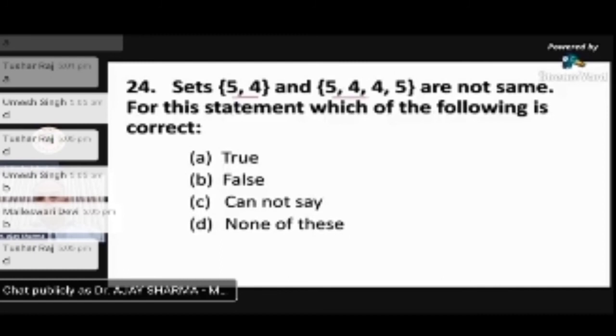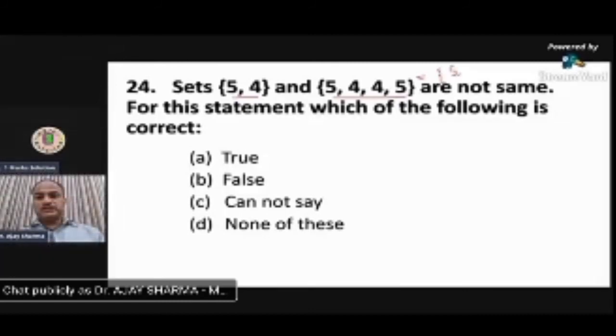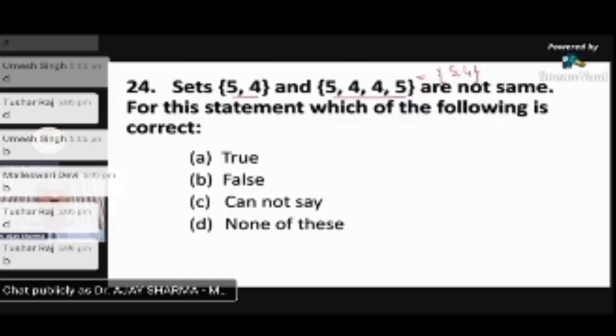And the other set is having these 4 elements, but we know this can be written in the proper notation as just 5 and 4. It means only 2 elements will be there in this set. Why these 2 elements? Because when we write one element more than once, it is equal to writing the element once. This is the property of a set. We can write one element 1000 times, even more, and it is still equal to writing it once only. So we have only 2 elements.